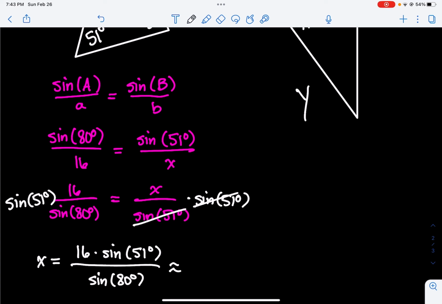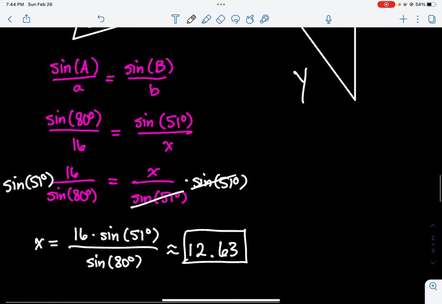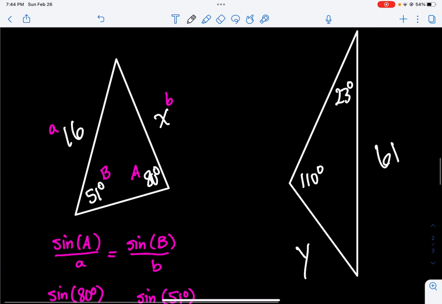Now let me put this into my calculator. 16 times sine 51 divided by sine of 80. This gives me an answer of about 12.63. And that is supposedly how long x is, which makes some sense, right? The side across from the biggest angle should be the longest side, so we should expect a slightly smaller number to represent the side length of x.